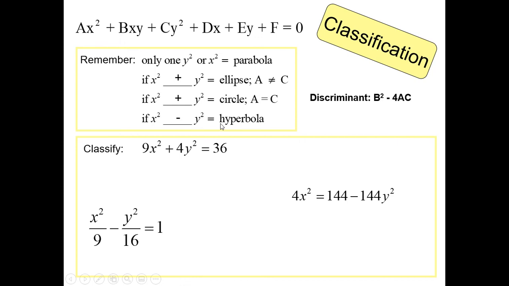If it's x squared minus y squared, then we know we have a hyperbola. So looking at this, I've got an x squared plus a y squared, but the coefficients are different, so that's going to be an ellipse. Here I've got an x squared minus y squared, so that's going to be a hyperbola. Here I've got an x squared, and if I bring the y squared over to this side, it's going to be x squared plus y squared, so that's also going to be an ellipse. So hopefully these are not too hard.